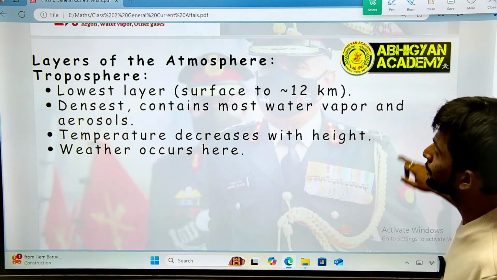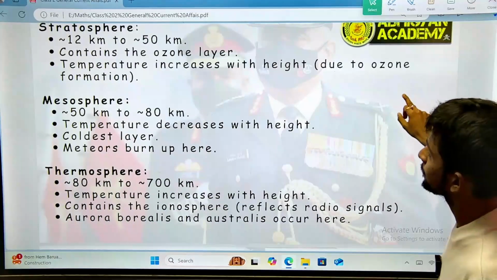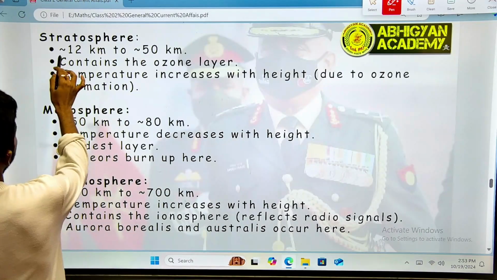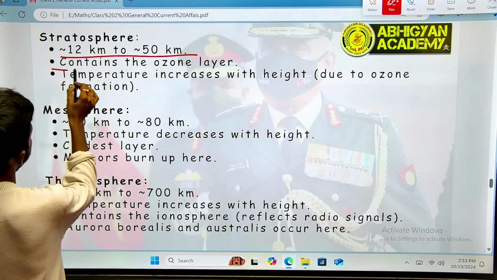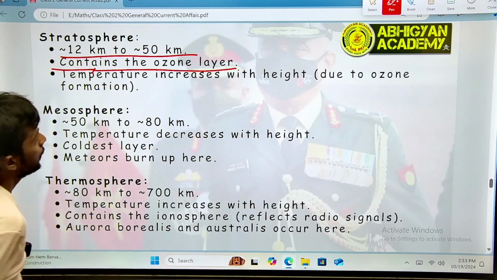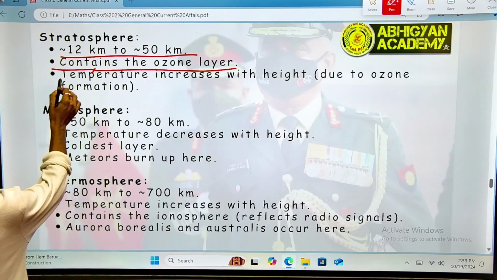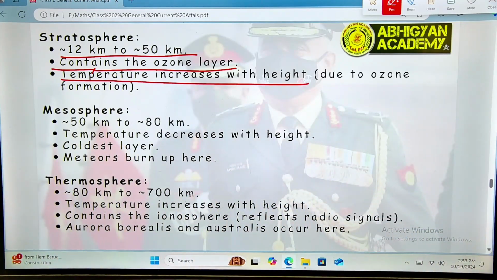So the next layer is our stratosphere. The stratosphere is basically the second layer, 12 kilometer to 50 kilometer. Obviously the main thing is that the ozone layer is found in the stratosphere, and temperature increases with height. See, this is different from the troposphere. In troposphere we studied the temperature decreases with height, but in case of stratosphere temperature increases with height.